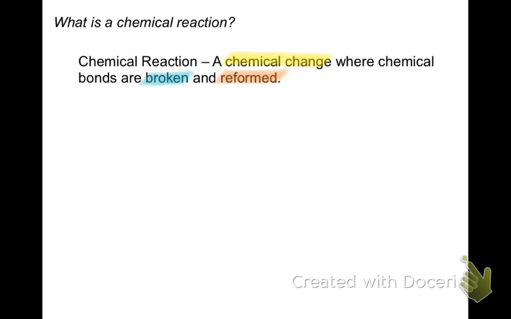Now, don't be shy here, too. We can pause this as we go. You just got to ask nicely if you need some more time. But I'm going to keep on chugging here. So we've got a chemical change where bonds are broken and then bonds are reformed.